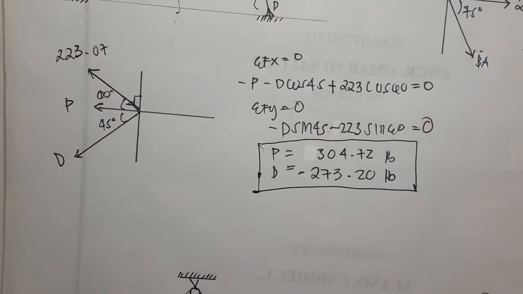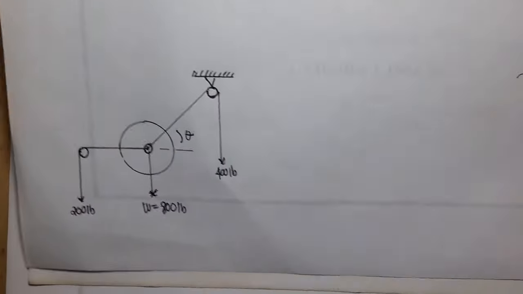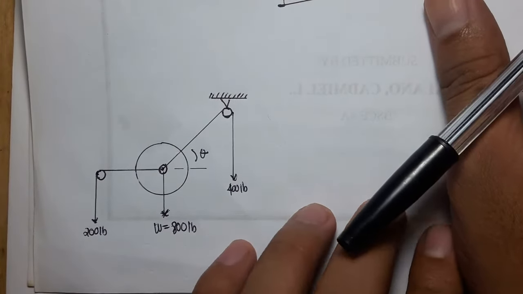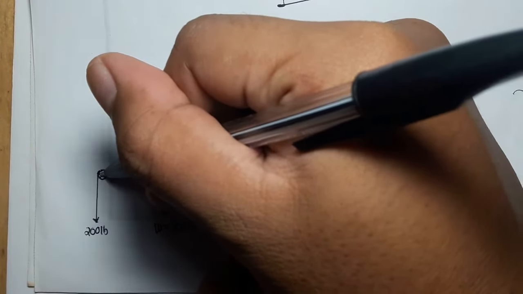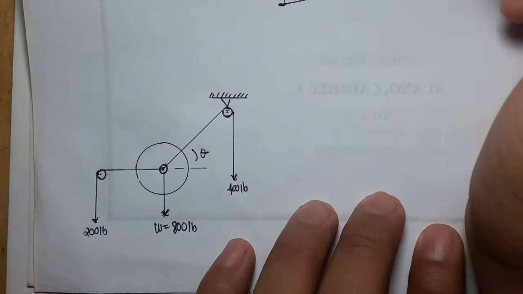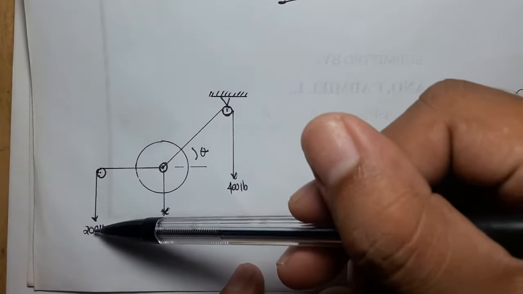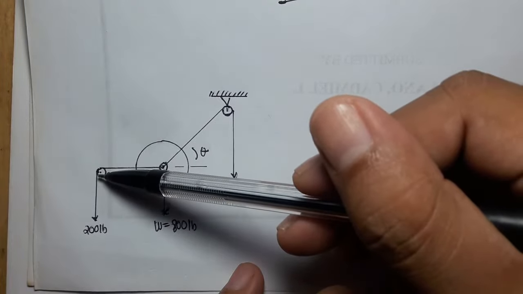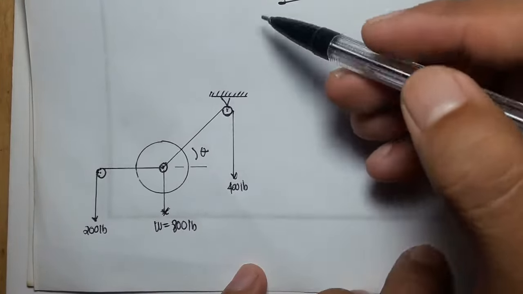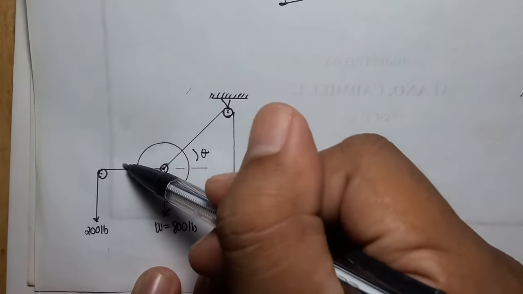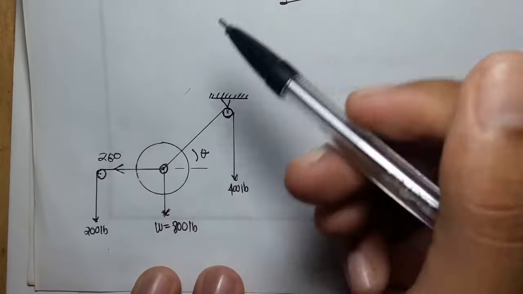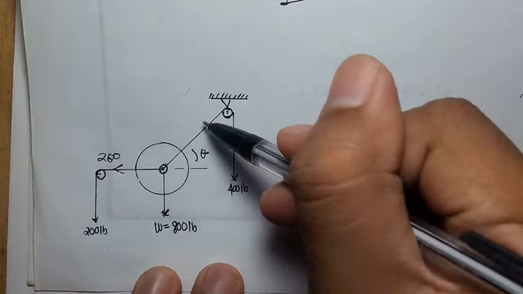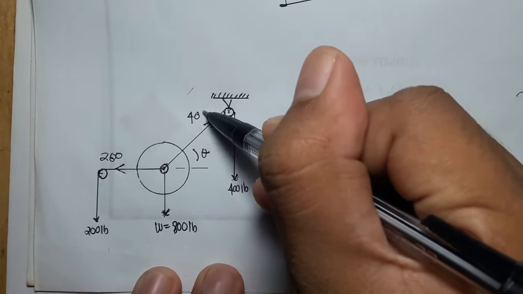So our third problem is this one. To solve this, as the book says, it is a frictionless pulley. Remember this, that whatever force or load you have here will be transmitted here with the same value because this pulley is frictionless. So if we have 200 here, we still have 200 here. The same goes here: this is 400, then this is still 400 pounds.